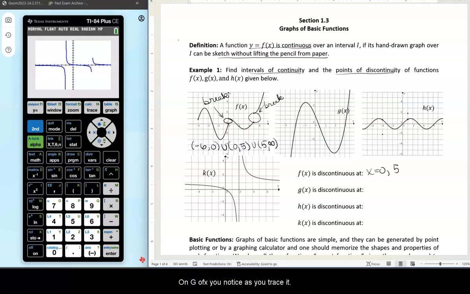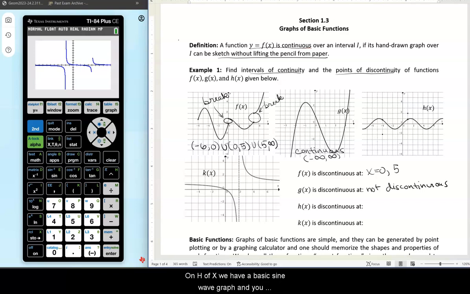On g of x, you notice as you trace it, there are not any breaks, so this function is continuous. And it is continuous from negative infinity to positive infinity. Okay, so there are our discontinuities.